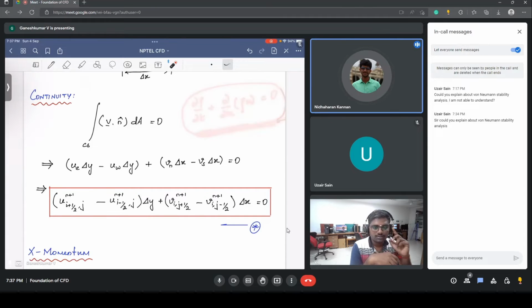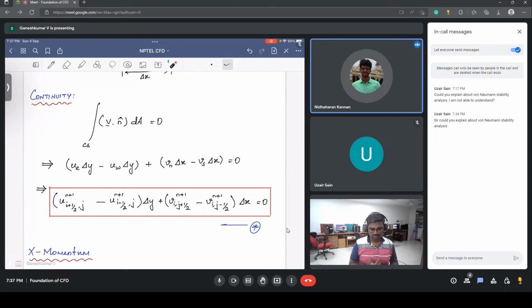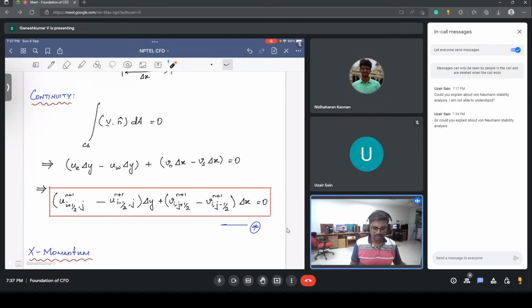But the problem is unsteady. The continuity equation came out looking like a steady one, which means that at every time step, continuity is satisfied. To put the importance of time here, we are including the n plus 1. Exactly. For every time step, whatever velocity you predict should satisfy the continuity equation, because that's the basic conservation of mass, right?